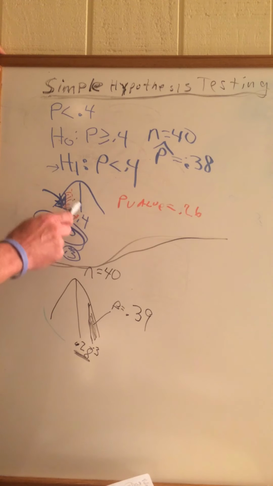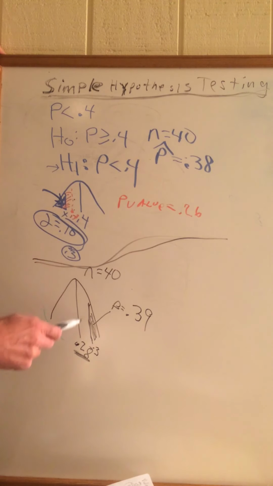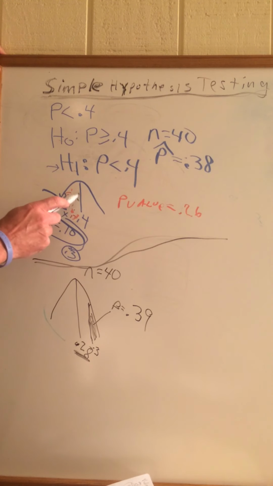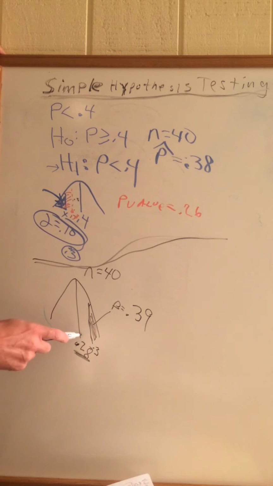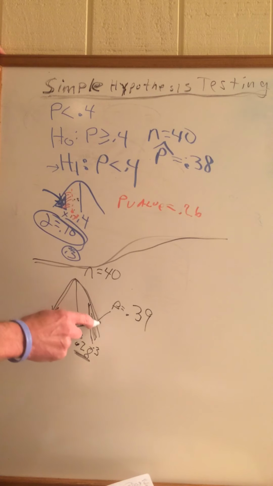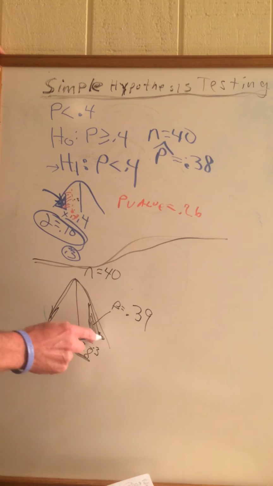So that tells us, you see these two distributions. This is the null hypothesis. This is one of the alternative hypotheses. And we quickly find out that we have a 39% chance of accepting something that is 0.28.